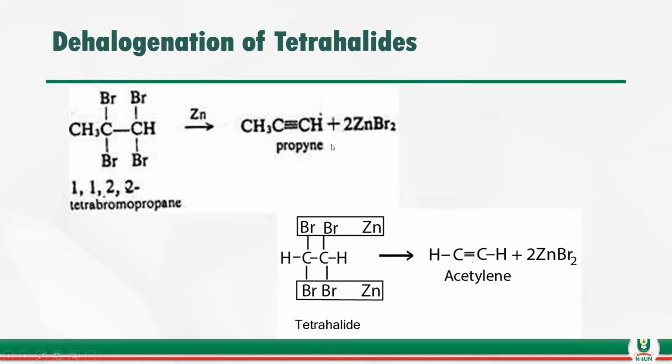Take a look at the second example here. Here we are using ethyne. Okay, this is 1,1,2,2-tetrabromoethane. And then this tetrabromoethane, when reacted with zinc, you can see how the zinc bromide is formed. One is this zinc with the bromide. The second one is this, and then there will be formation of a carbon-to-carbon triple bond.